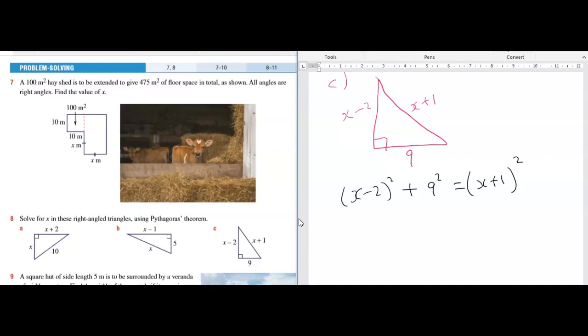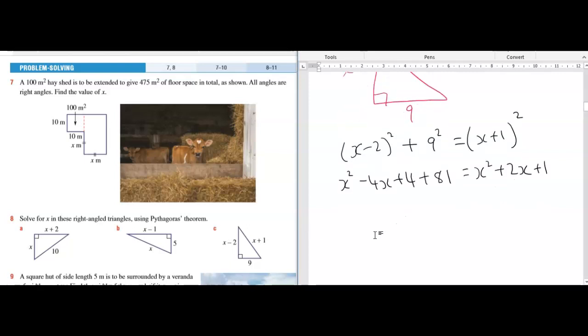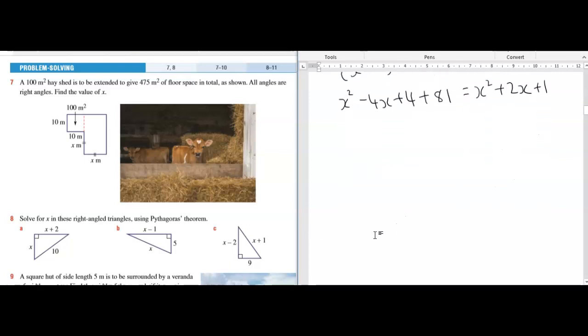When I expand x minus 2, I'm going to have x squared minus 4x plus 4. Then we've got the 9 squared, which is 81. And let's expand this. We're going to have x squared plus 2x plus 1. All right, let's tidy everything up.